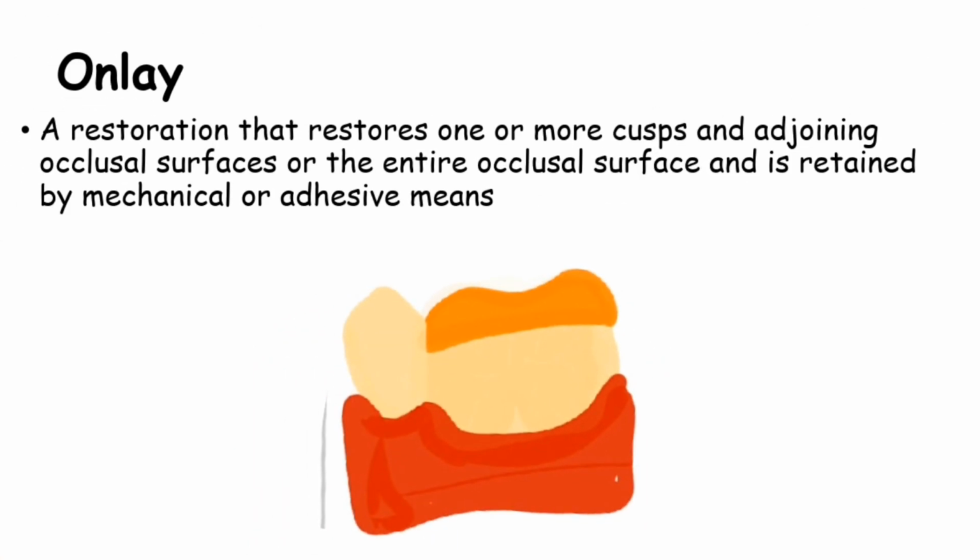Move on. Onlay is another type of fixed dental prosthesis. It is a restoration that covers one or more cusps and adjoining occlusal surfaces or the entire occlusal surface and is retained by mechanical or adhesive means. You can see the orange color is demonstrating the restoration, and that is the onlay, and it is restoring the cusps and also the occlusal surfaces entirely.